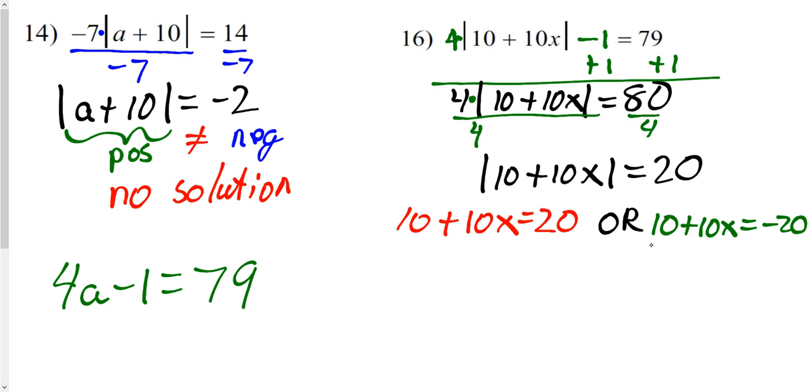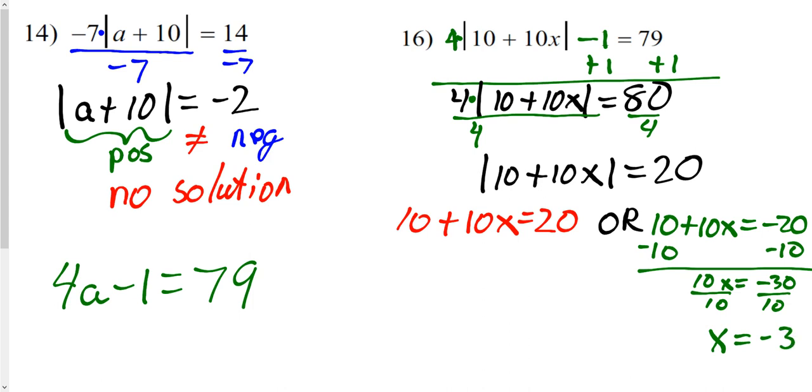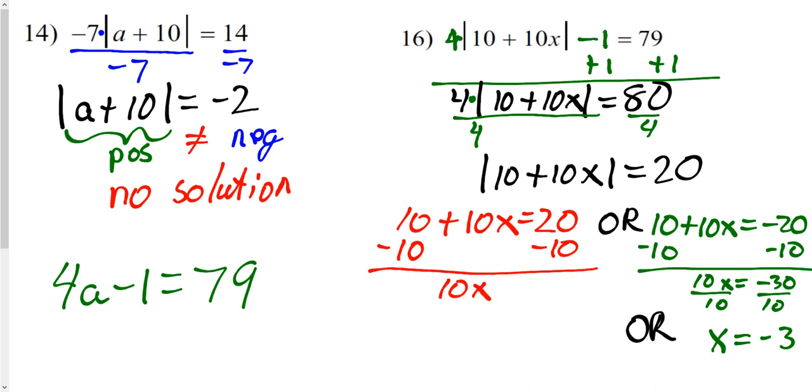I'd have to undo my plus 10 by subtracting a 10 from both sides. And then I'd have to undo my timesing by 10 by dividing both sides by 10. And I get minus 3. Then I still have to go ahead and solve the red one. So I'd have to do the same approach, so get rid of the plus 10 from both sides. Get rid of the timesing by 10. And I get 1. So these are my two answers.